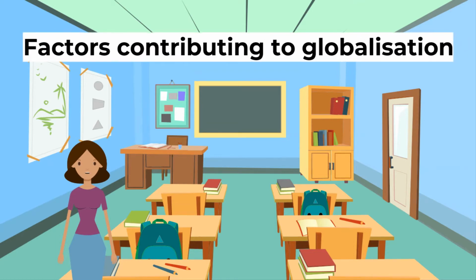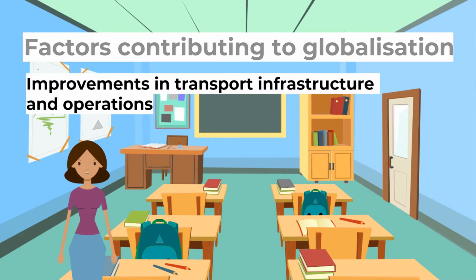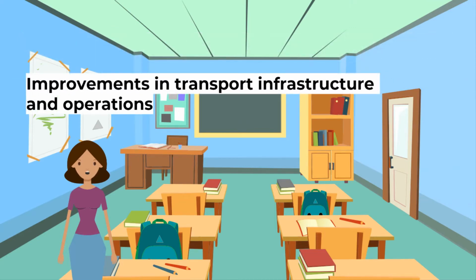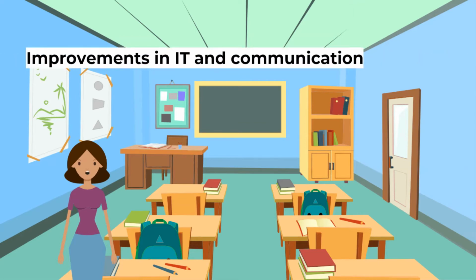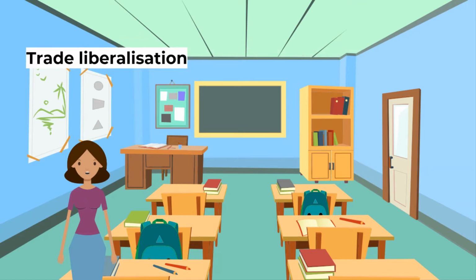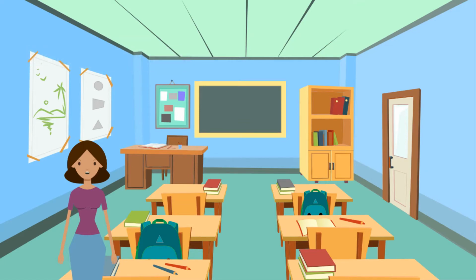So, what are the factors contributing to globalization? Improvements in transport infrastructure and operations have meant there are quick, reliable, and cheap methods to allow production to be separated around the world. Improvements in IT and communication allow companies to operate across the globe. Trade liberalization and reduced protectionism have made it cheaper and more feasible to trade. This has been occurring since 1945.